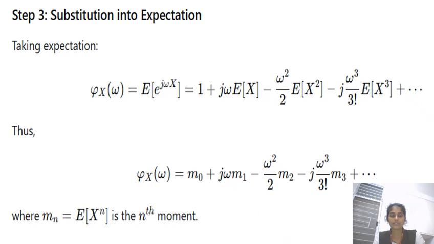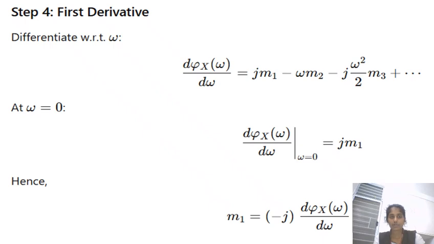Step 3. Substitution into expectation. Taking expectation, phi x of omega equals E of e power j omega x equals 1 plus j omega E of x minus omega square by 2 E of x square minus j omega cube by 3 factorial E of x cube plus and so on. Thus, phi x of omega equals m0 plus j omega m1 minus omega square by 2 m2 minus j omega cube by 3 factorial m3 plus so on, where mn equals E of x power n is the nth moment.